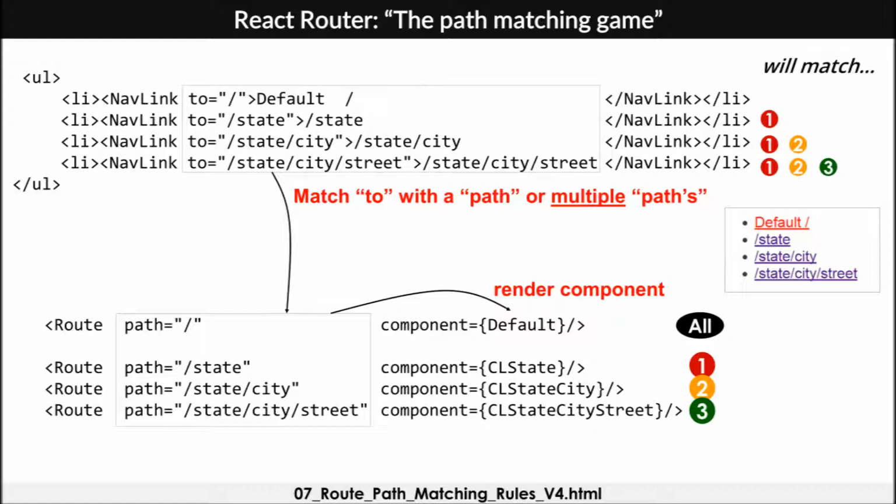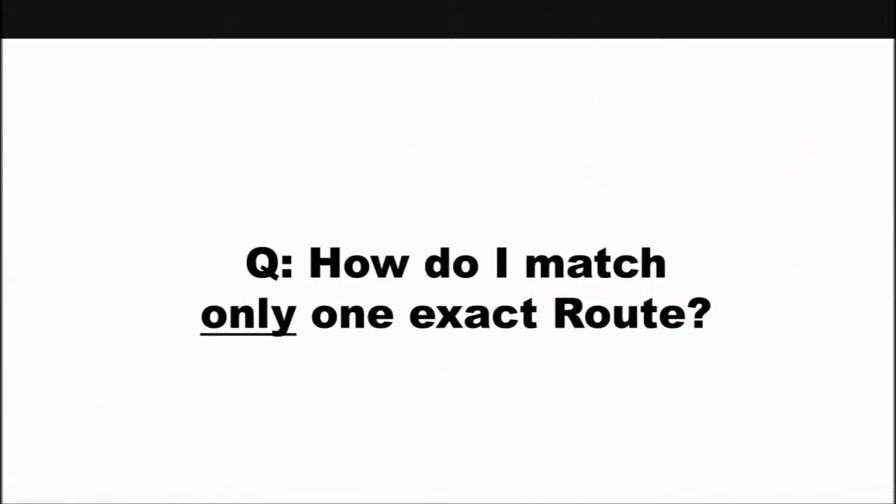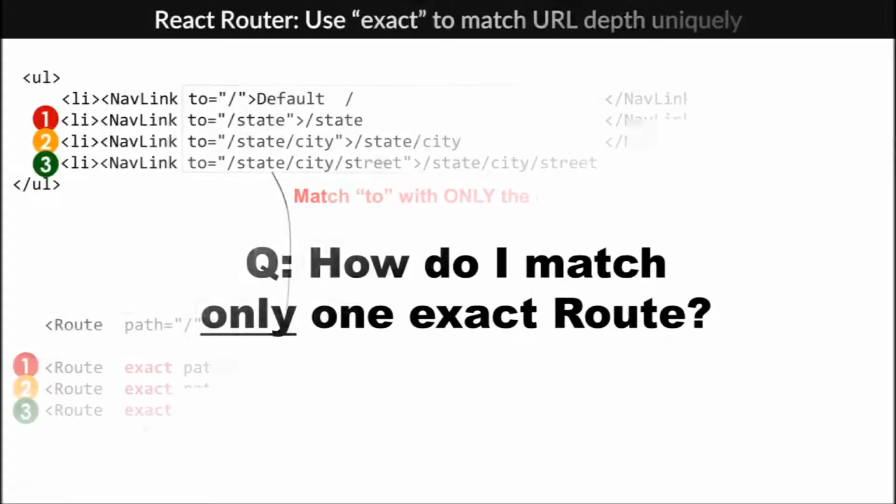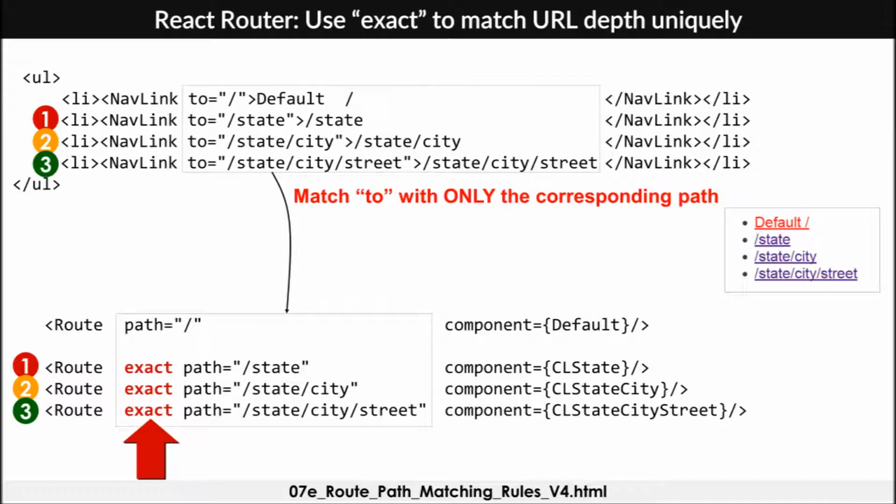So all three get rendered, which may be what you want, it may be not what you want. As you go deeper and deeper into a path, you're saying, I actually do want more and more detail rendered. So I want more components rendered. But supposing I don't, how do I match only one exact route? Well, this is where the wonderful exact keyword comes into play.